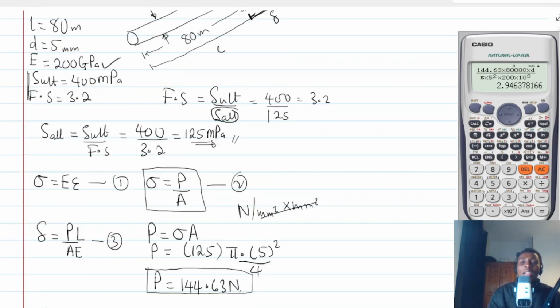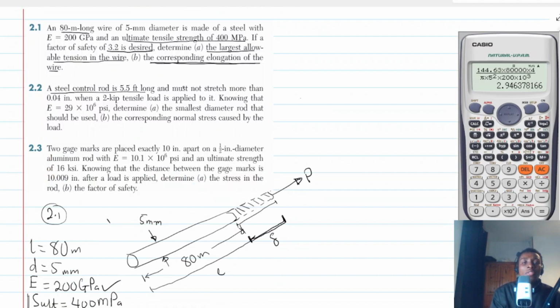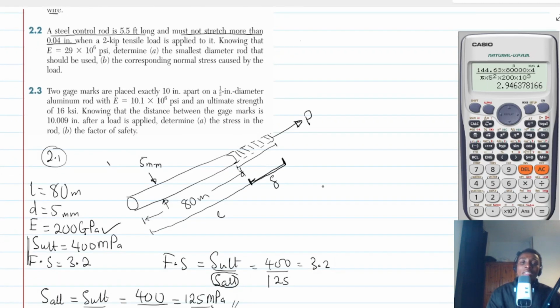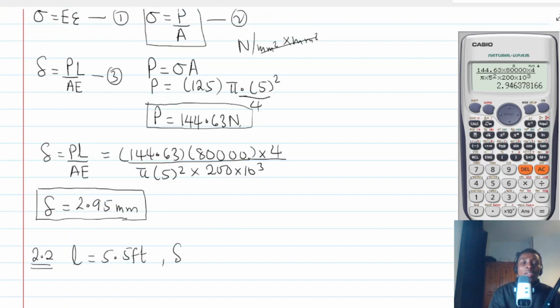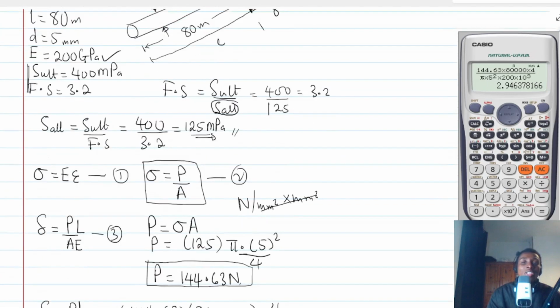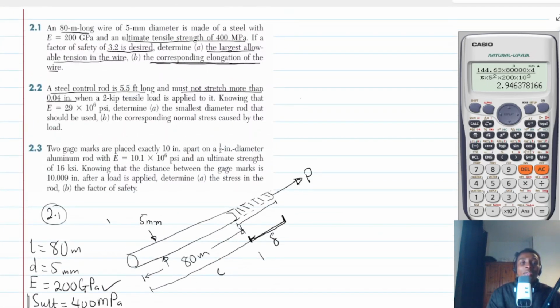Now the question is saying that the length should not stretch more than 0.04. What does it mean? It means that this distance for that question should not extend, should not go beyond. So if it shouldn't go beyond that value, then that is the elongation that we desire. So delta is 0.04. I hope the concept is clear. It shouldn't stretch or extend beyond that value.